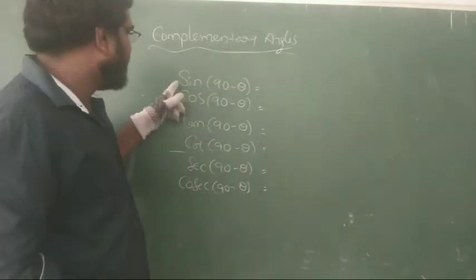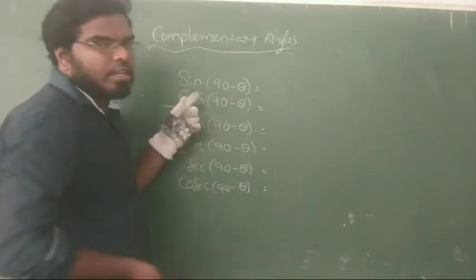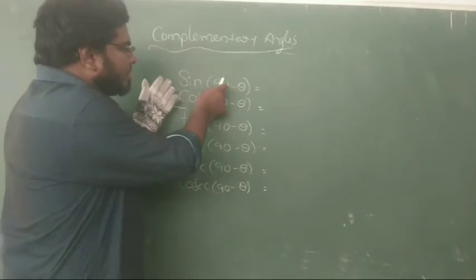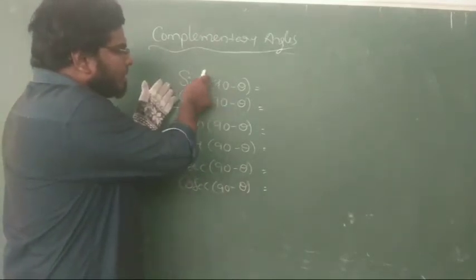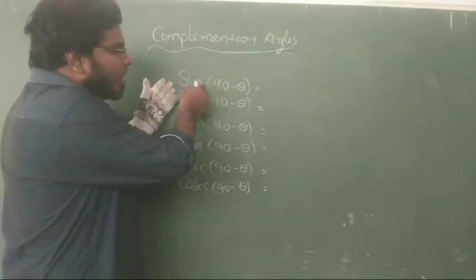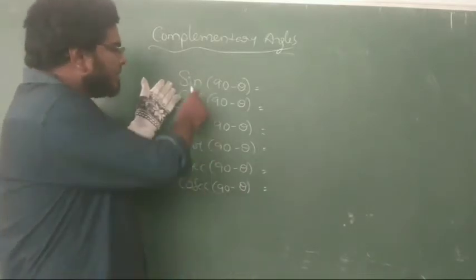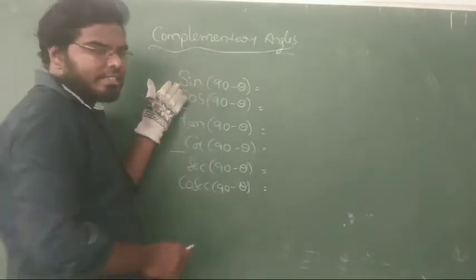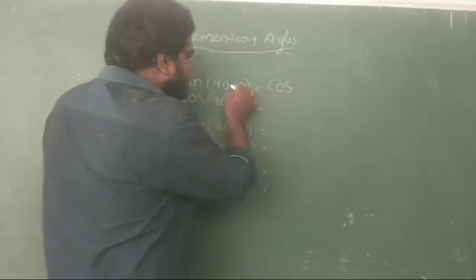Now concentrate here. For understanding purpose I am explaining here, for the memorizing purpose, when sine observes 90 degrees, when sine observes this 90 degrees, it becomes cos and theta is theta.